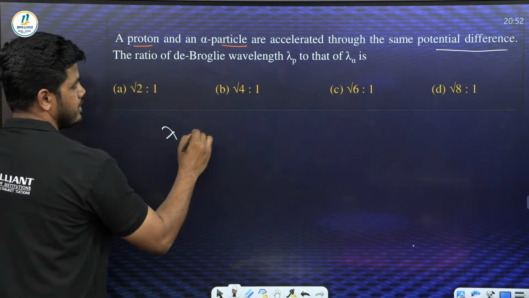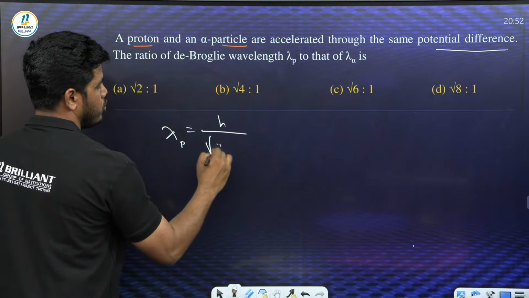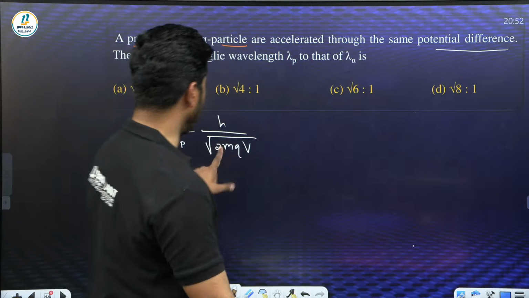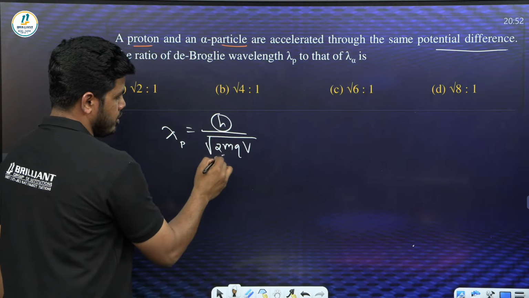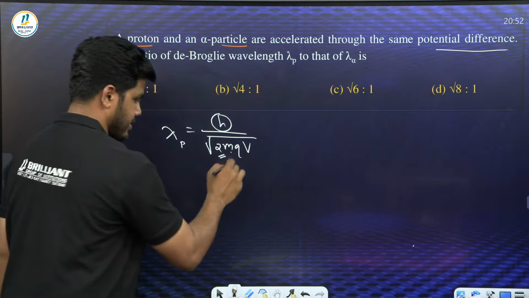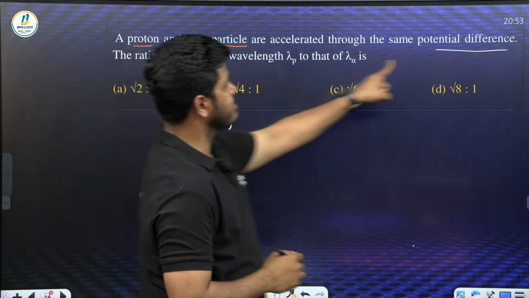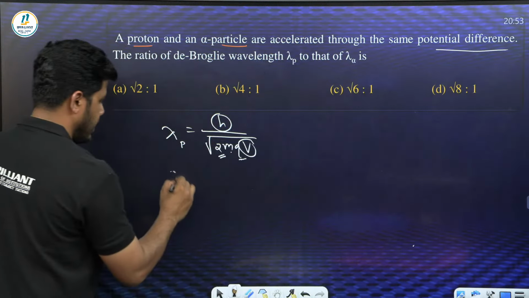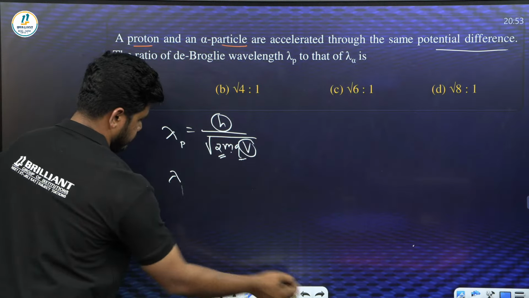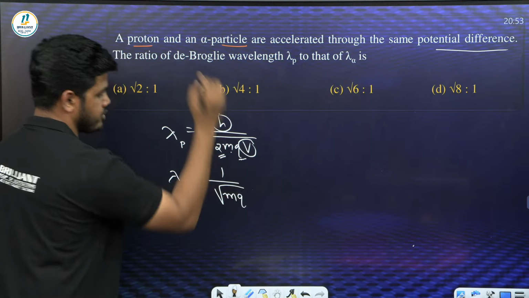Lambda p is equal to h by root of 2mqV, right? Here h is a constant, 2 is a numerical constant. We know the mass of proton and alpha are not the same, so we cannot take that as constant. Q is also different. And what about V? V is the same, as they are accelerating through the same potential difference. We can say lambda of that particular particle is proportional to 1 by root of charge into mass.